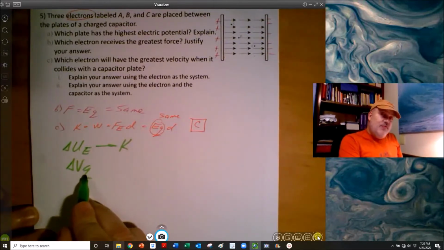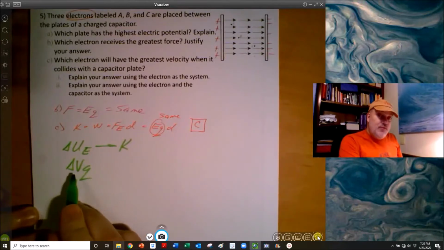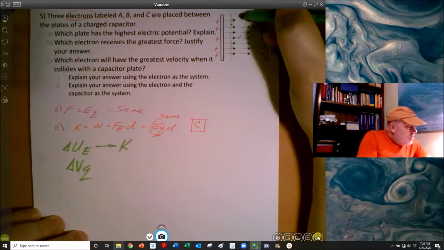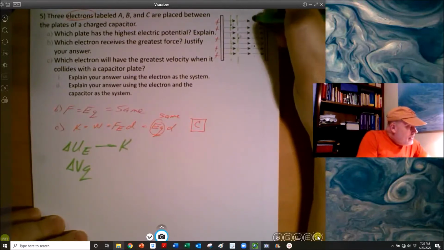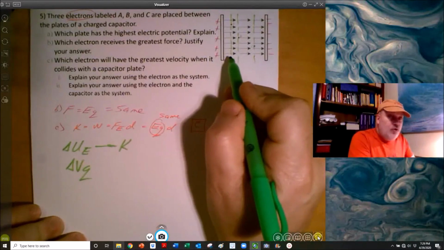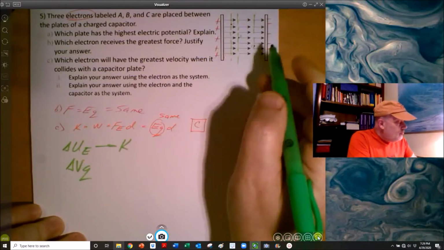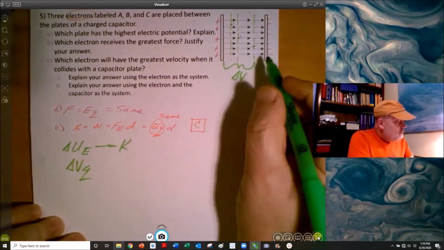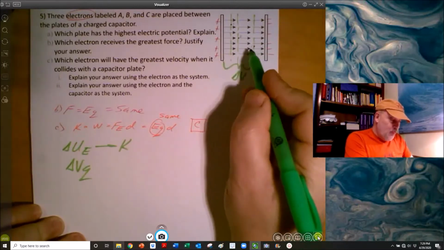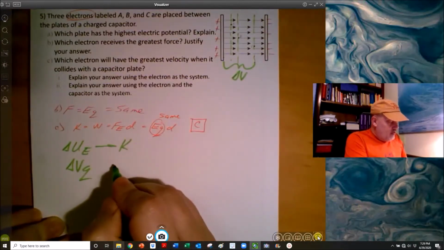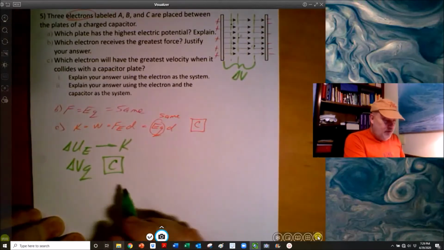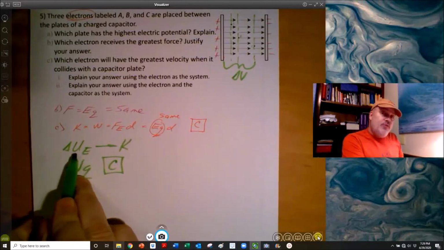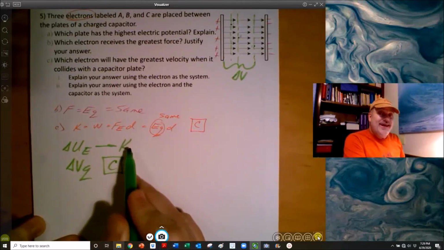The charge is the same for each one. They're all electrons, but the delta V will be different. So if we take a look here, remember that our equipotentials are perpendicular and that our electric field always points from higher to lower potential. And this is going to be the greatest potential change because it moves the greatest distance through more equipotential lines. So again, our answer would be C, because it has a greater voltage change for the same charge. Therefore, it'll have a greater potential energy drop, therefore a greater kinetic energy gain.